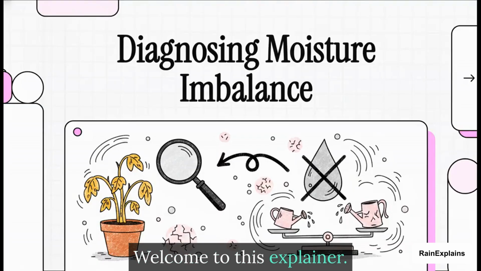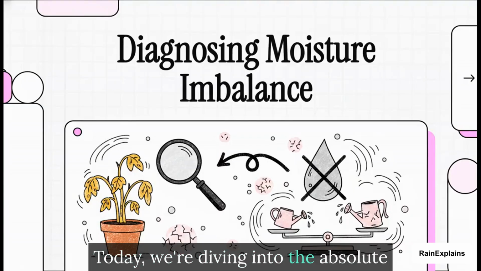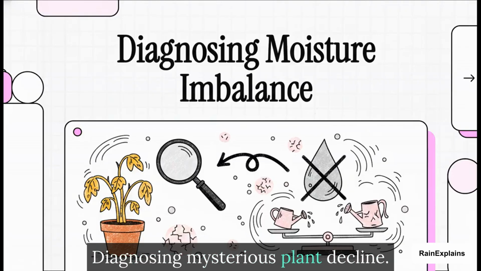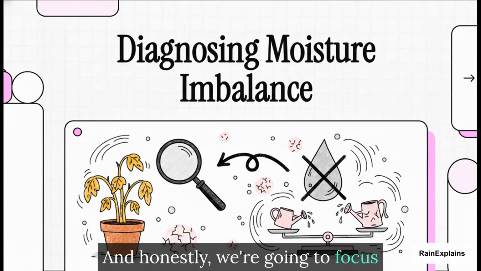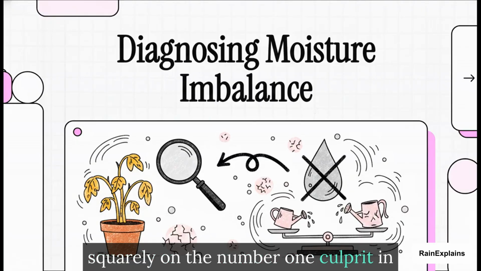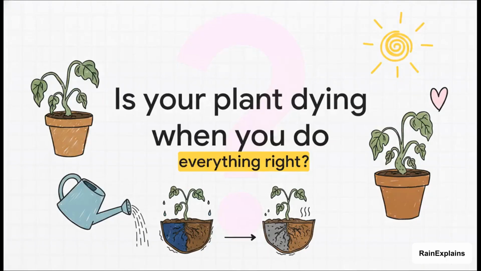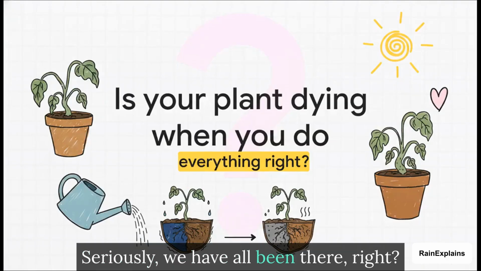Welcome to This Explainer. Today, we're diving into the absolute ultimate houseplant whodunit, diagnosing mysterious plant decline, and honestly, we're going to focus squarely on the number one culprit in the entire horticultural world, moisture imbalance. Seriously, we have all been there, right?